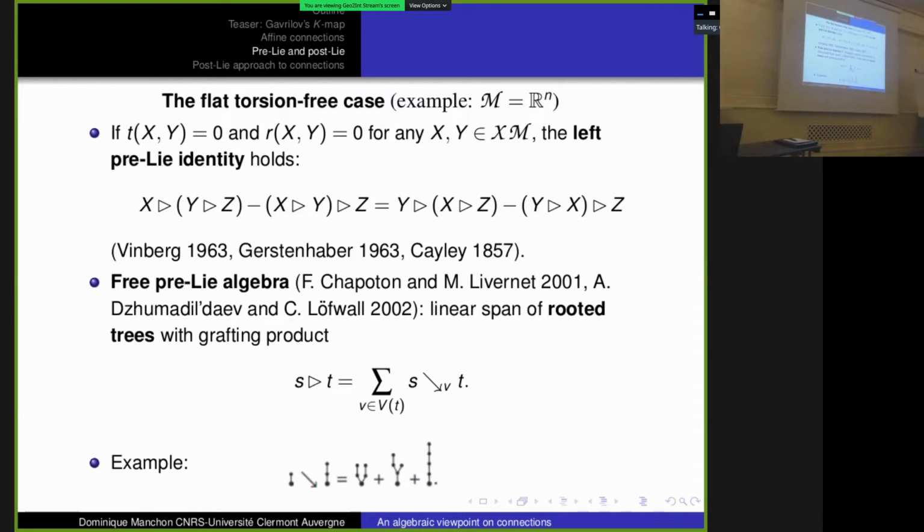Okay? And the pre-Lie relation is quite easy to show, and the freeness is a bit more involved, but it takes maybe 1 page. It's not a big deal. Okay.